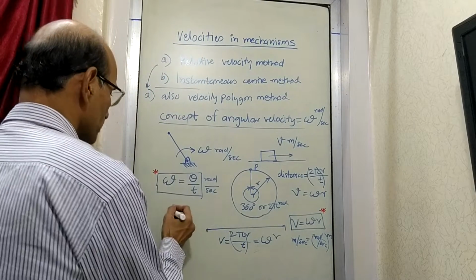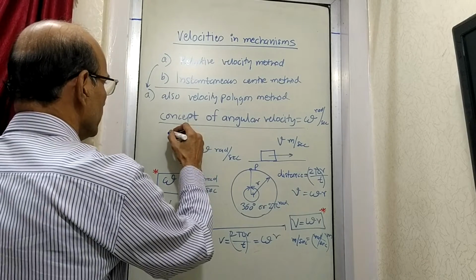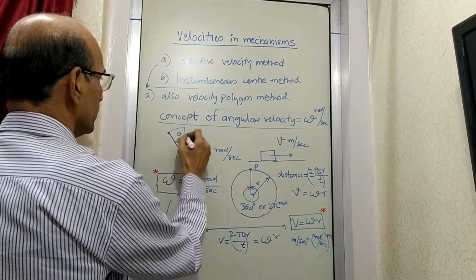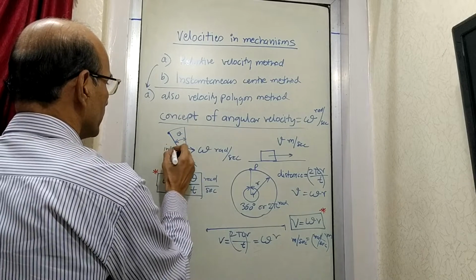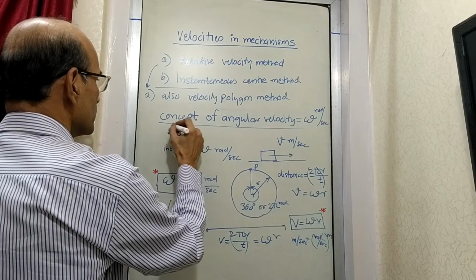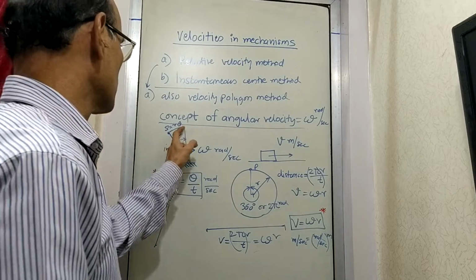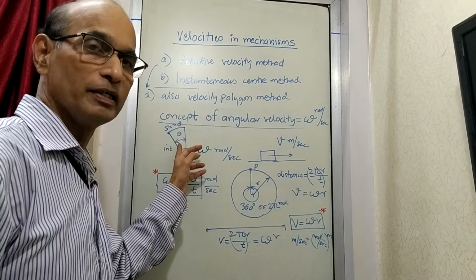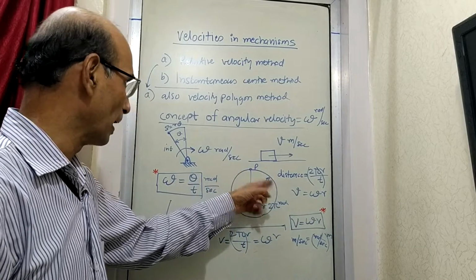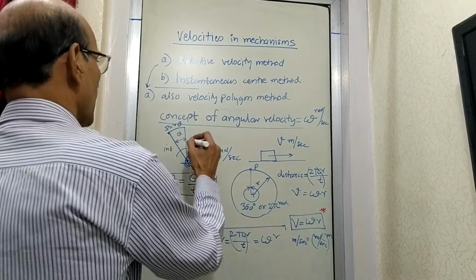If you take a different example, suppose there is a part, maybe this link itself, covering angle theta in time t. In time t, it is covering a distance s, which is equal to r into theta, where theta is of course in radians. Just like in the earlier case s is 2 pi r, here s is r into the angle in radians.